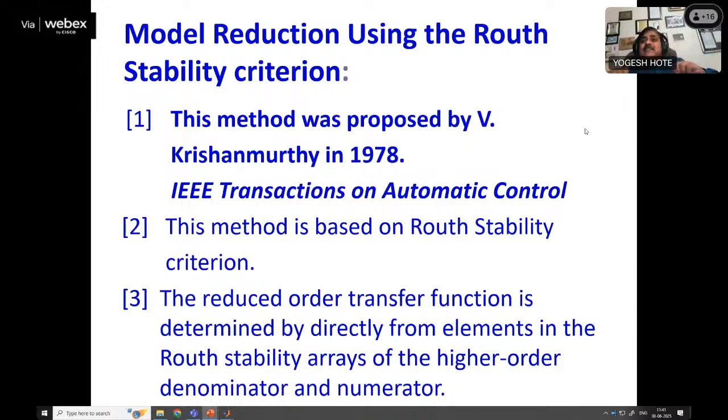interval uncertainty, Kharitonov developed the stability of those particular equations. So the point is that we must respect the old theories and use them in our research work today. That theory of the Routh criteria was used in 1978. The method is based on the Routh criteria. So how do we determine the reduced order model?